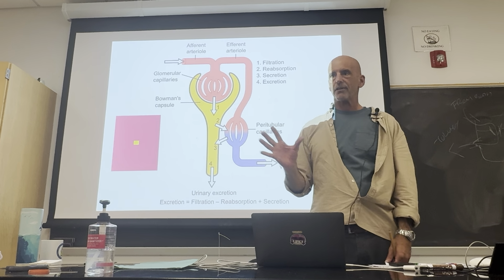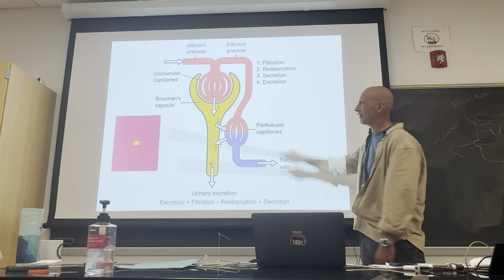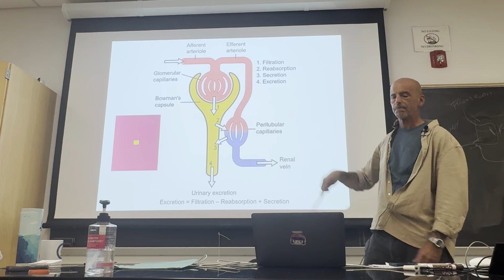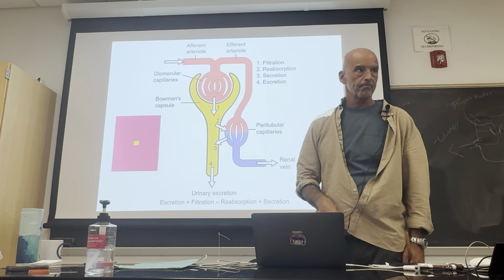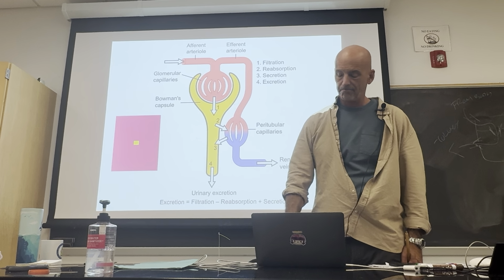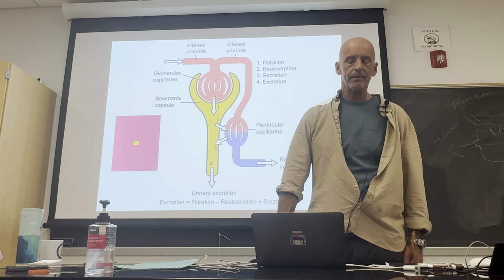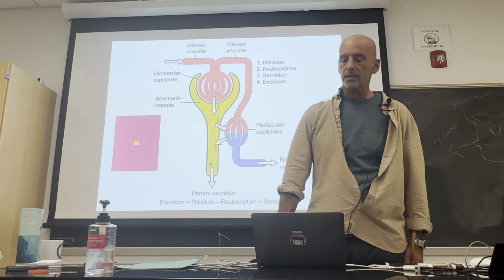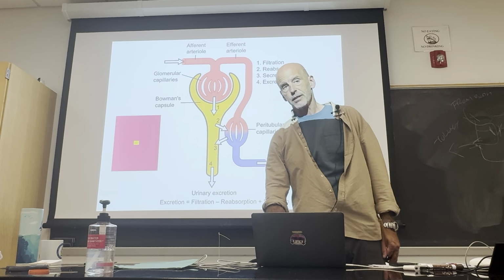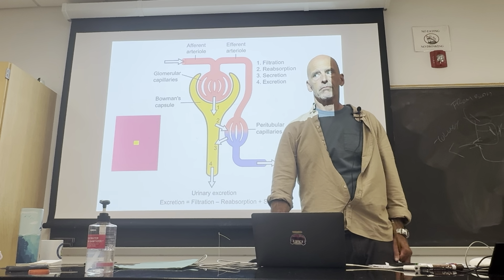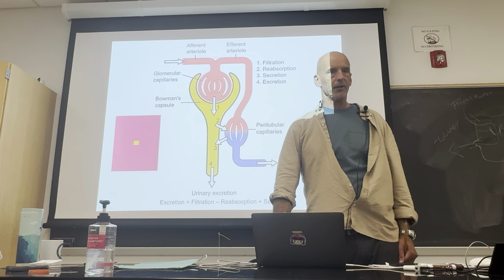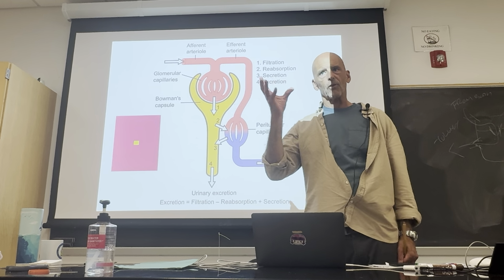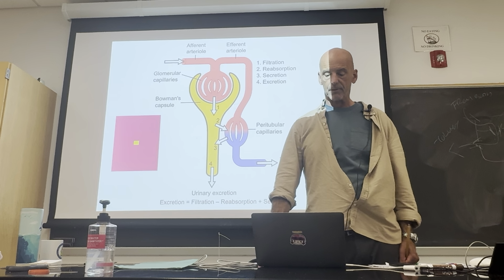Everybody got the big picture? Can you follow the filtrate as it's made and as it passes through there? What are the functions of each region? Where does secretion happen? Where do you associate secretion with? DCT. Reabsorption, PCT. Filtration, glomerulus, the renal corpuscle, and the capsule.